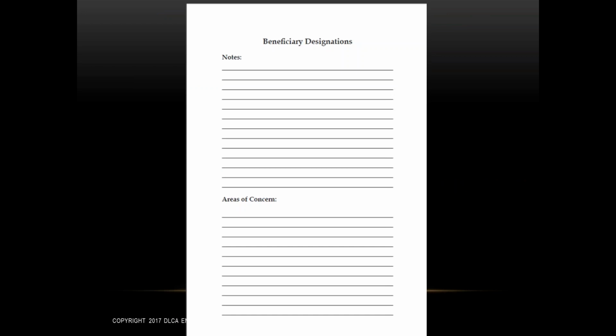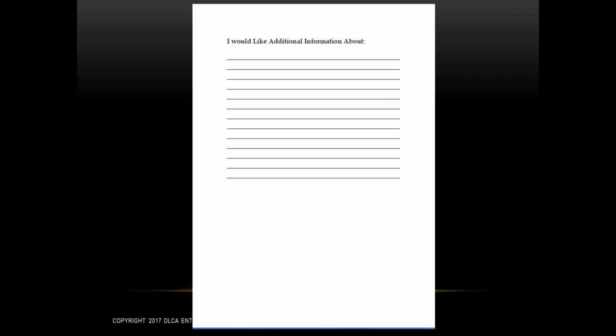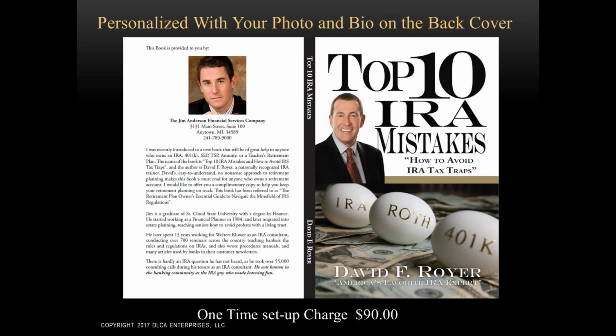Now, last year we decided to make the book interactive. So at the end of each chapter, there's a place where they can take notes. They can write down their areas of concern. Now, this would be at the end of the beneficiary chapter. And when you flip the page over, there's a place where they can write down, I would like additional information about. And when you give them the book, you point that out to them. Here's a place for your notes, areas of concern, and any additional information you want, just write it down here. And when I see you next week, I am going to answer all of your questions. I am going to address all of your concerns, and I will provide whatever additional information that you request.